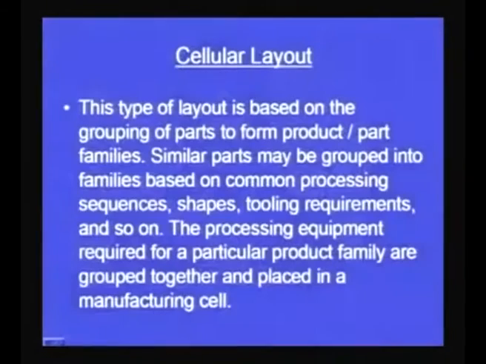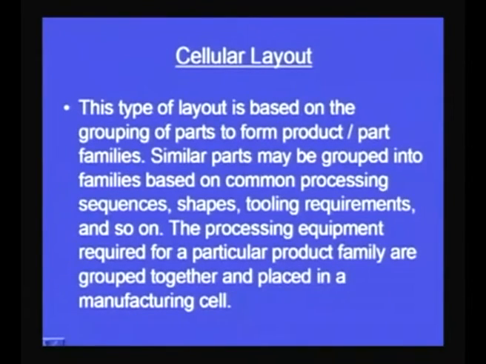Now, what are the bases on which we are going to classify these parts? The parts would be clubbed together in one family if they have a similar processing sequence. Maybe circular parts require grinding, or they may require a hole. So maybe on the basis of geometry, on the basis of the processing sequence, or on the basis of tooling requirement, or there can be other criteria. Now let us see these three important grouping criteria one by one.